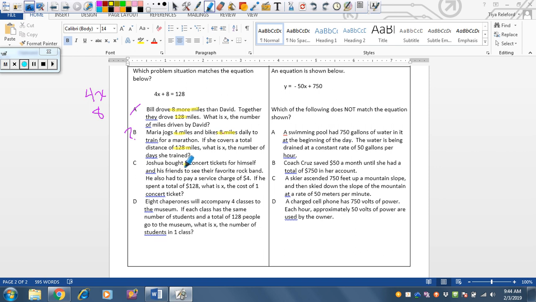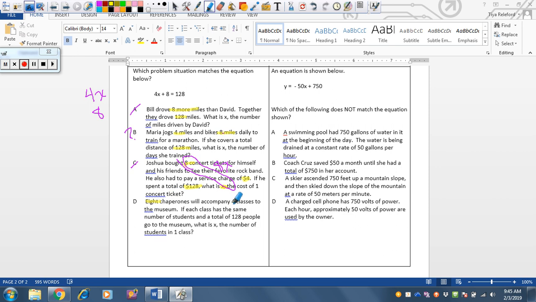Joshua bought 8 concert tickets for himself and his friends to see their favorite rock band. He also had to pay a service charge of $4. If he spent a total of $128, what is X, the cost of one concert ticket? So this is X times concert tickets. Is 8 the concert ticket or is 4 the concert ticket? Eight is the concert ticket. That's 8X. I don't like it. D says, look at that. 8, they wrote it as a word to trick you.